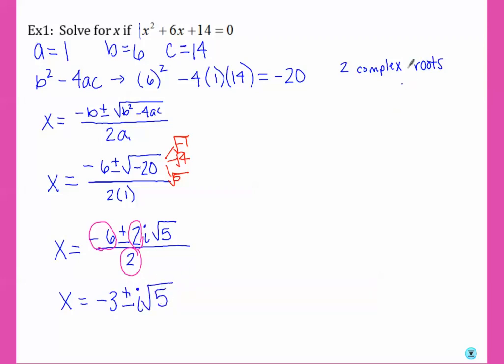Now, what type of answers did we say from our discriminant we were going to have? We said we were going to have two complex roots. I and real means it's complex. So that's our final answer.